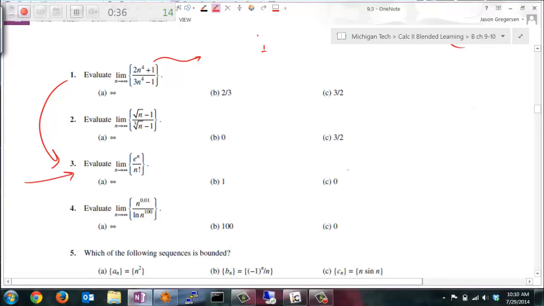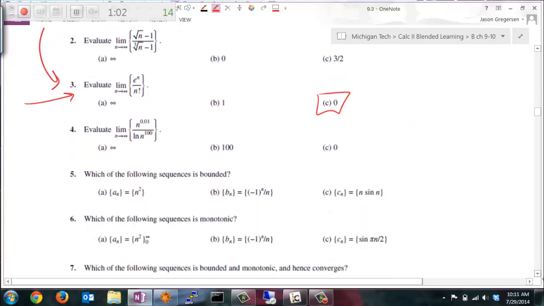Absolutely, it'd be C here. Our factorials are going to win. What is n factorial? Well, if I wrote 4 factorial, that is 4 times 3 times 2 times 1, or 1 times 2 times 3 times 4. So n factorial is 1 times 2 times 3 times 4 times 5, all the way up to n, whatever that n value is. And they grow faster than exponentials, eventually, in the end. That one would be C.